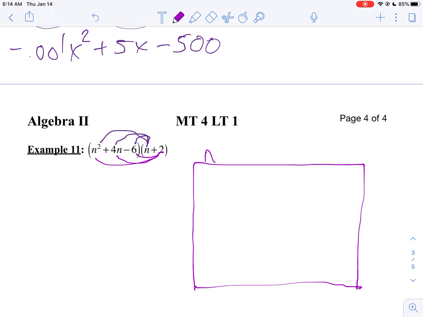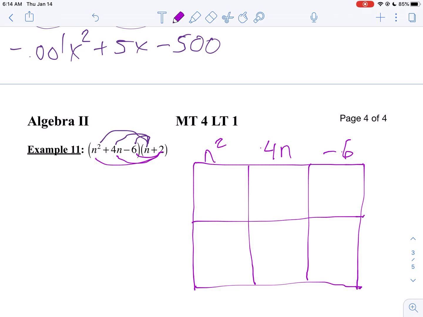So I have n squared plus 4n minus 6. I'll put each of those in a column. Then I'm going to put my other polynomial on the side in rows. So n and 2. If I had three terms, I'd have 3 rows. If I had 4 terms, I'd have 4 rows, and so on. Now, let's multiply to find the area of each rectangle.